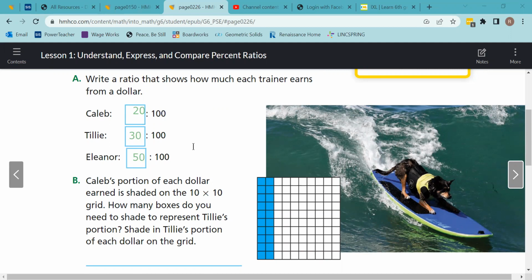B: Caleb's portion of each dollar is on the 10 by 10 grid. So he earns 20 cents for each dollar. They've got the 2/10 filled in here. How many boxes do you need to shade to represent Tilly's portion? Well, if he's 20 out of 100, you shade 20. For Tilly's portion, you're going to shade 30 boxes or 3 columns, because you've got 1, 2, 3 columns, which gives you the 30 boxes.